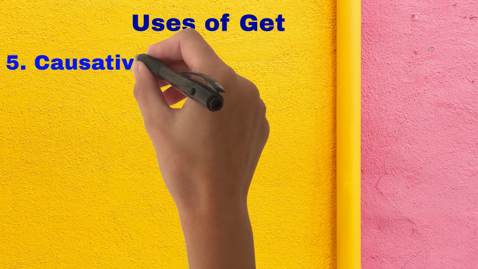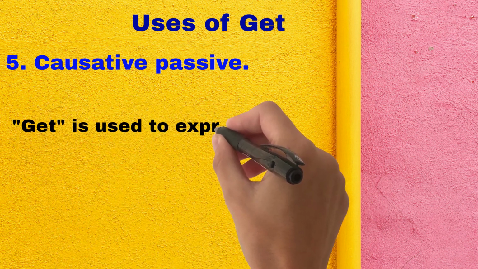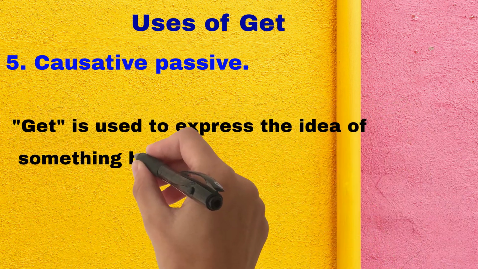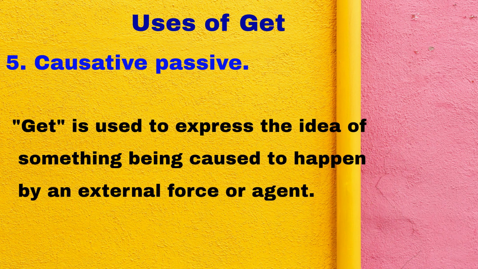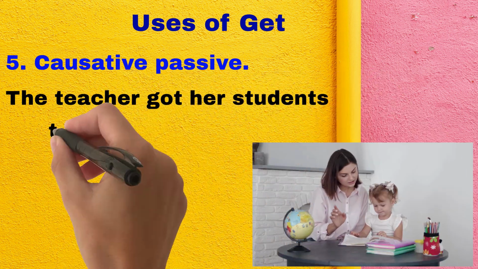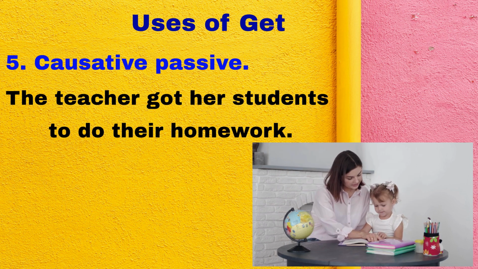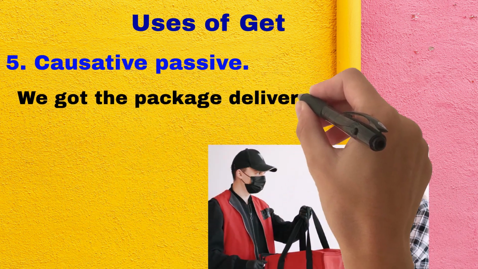Last is causative passive. Get is used to express the idea of something being caused to happen by an external force or agent. For example, the teacher got her students to do their homework. We got the package delivered to our office.